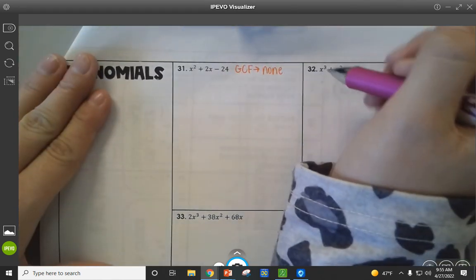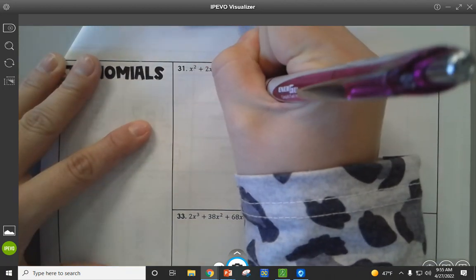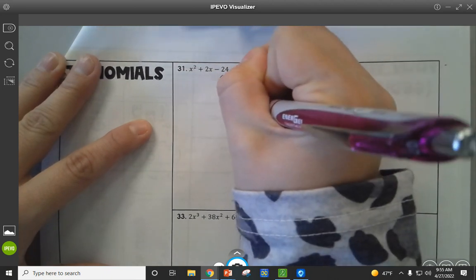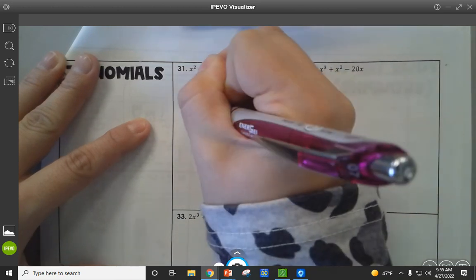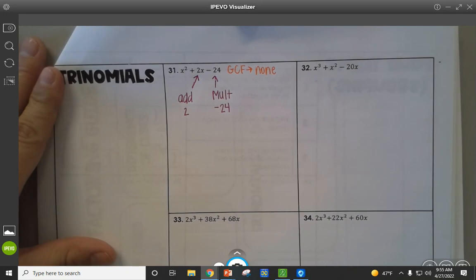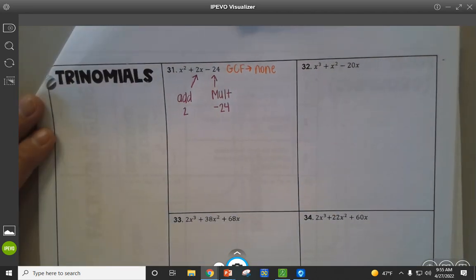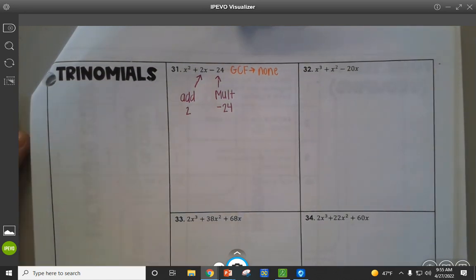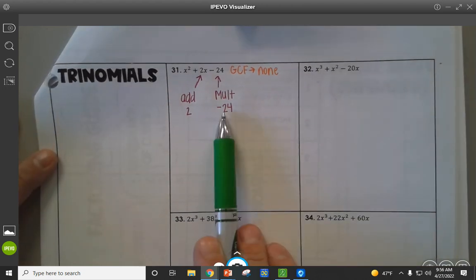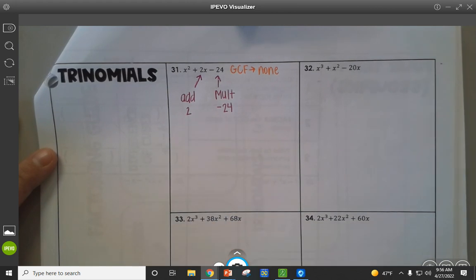We look for two numbers that multiply to be your C value, which is negative 24, and those same two numbers add to be your B value, which is 2. So try to figure out those two numbers. Don't call them out. Take a second. Play with numbers in your calculator to figure out what two numbers multiply to be negative 24 and add to be positive 2.